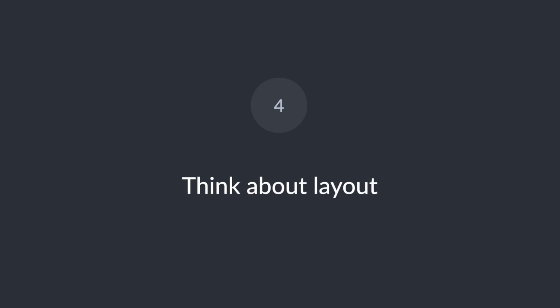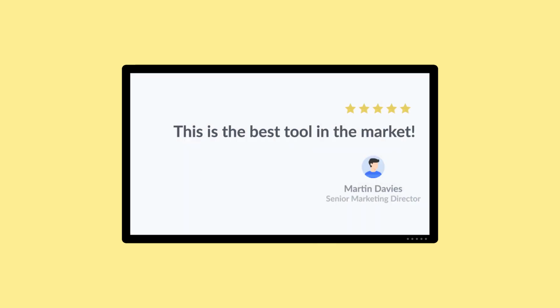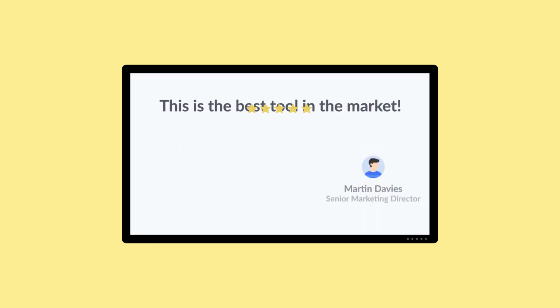Number 4. Think about layout. When designing your digital signage content, you'll want to leave enough white space around the edge of your design. This will stop it from getting cut off. Remember that your audience will likely read from top to bottom.